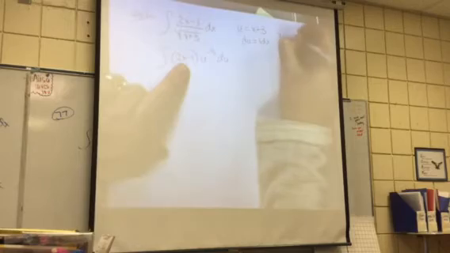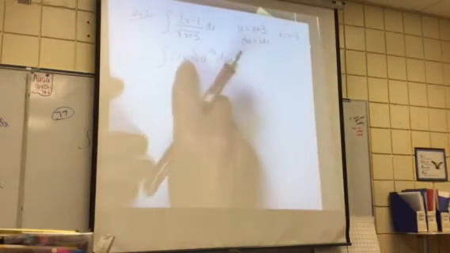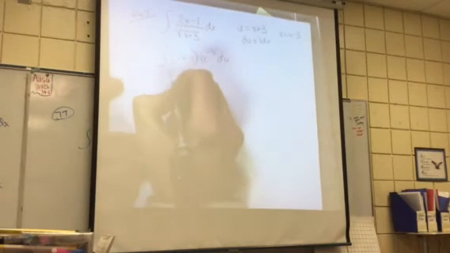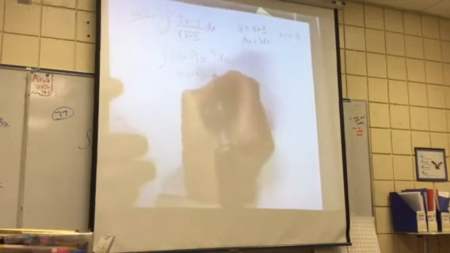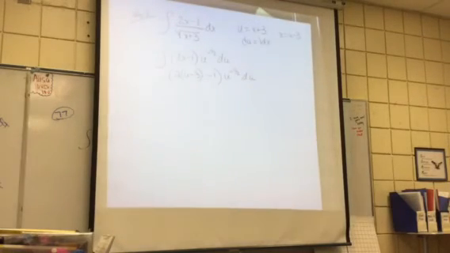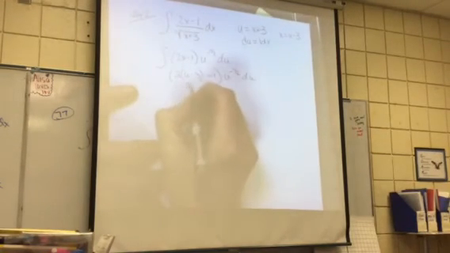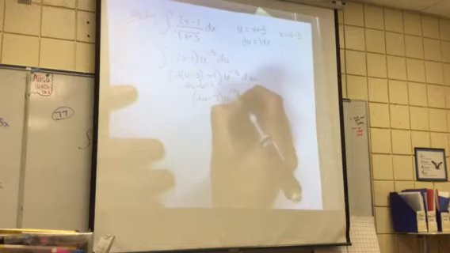X is really u minus 3. So now you have to put that u minus 3 in here for x. So 2 times u minus 3 minus 1 u to the negative 1/2 du. So I would distribute and combine like terms. 2u minus 7 times u to the negative 1/2.